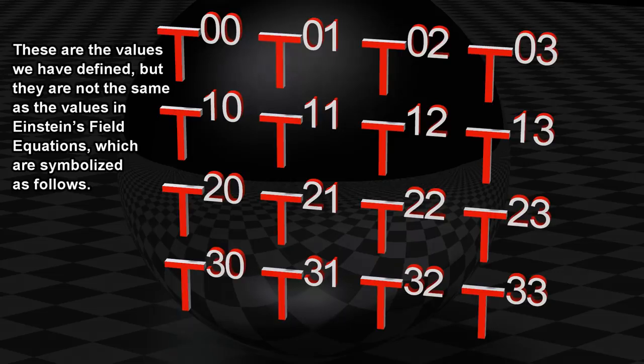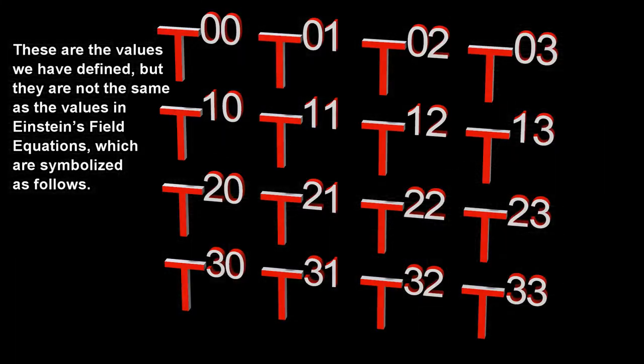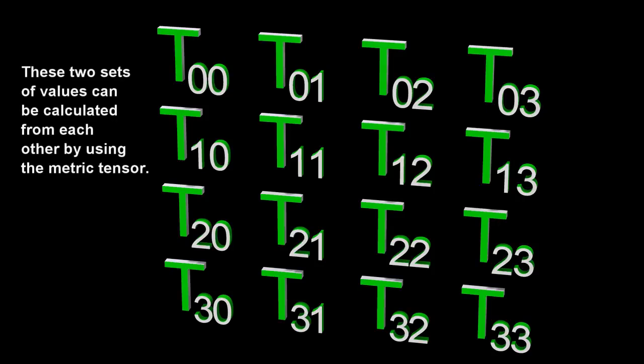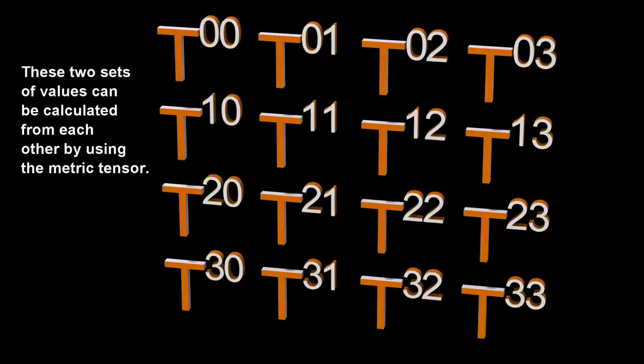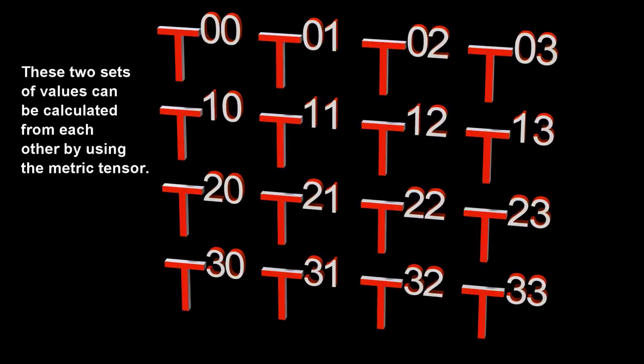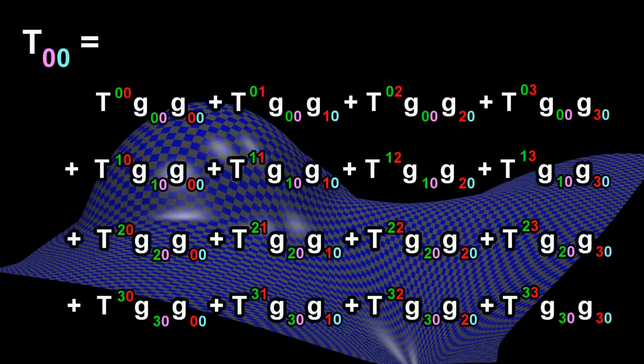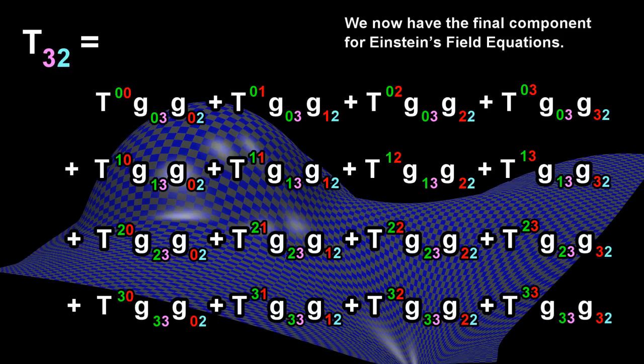These are the values we have defined, but they are not the same as the values in Einstein's field equations, which are symbolized as follows. These two sets of values can be calculated from each other by using the metric tensor. We now have the final component for Einstein's field equations.